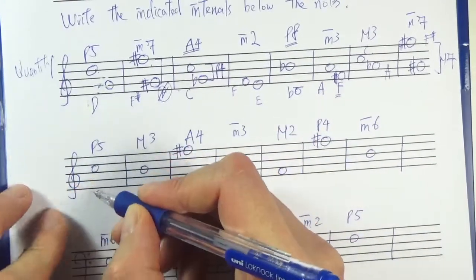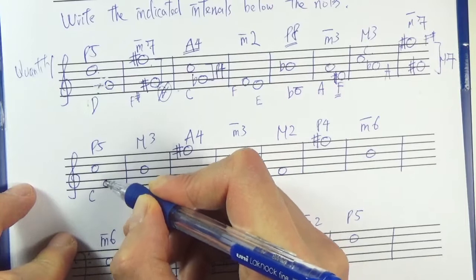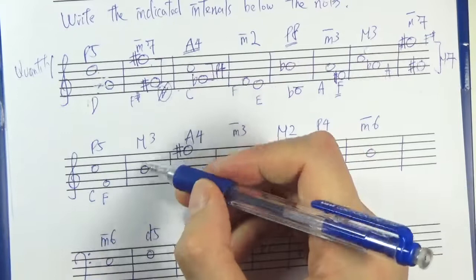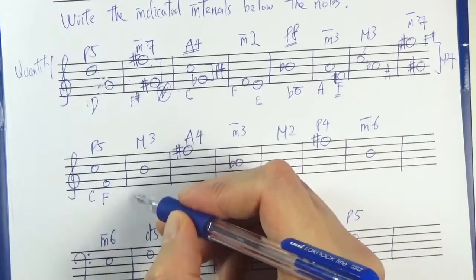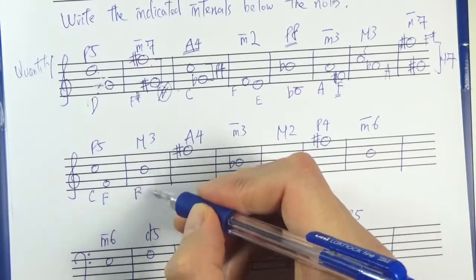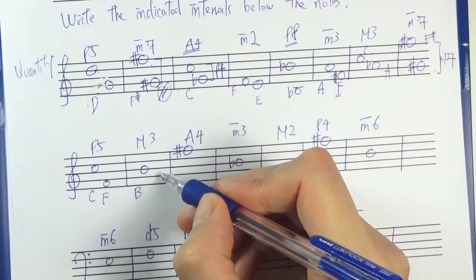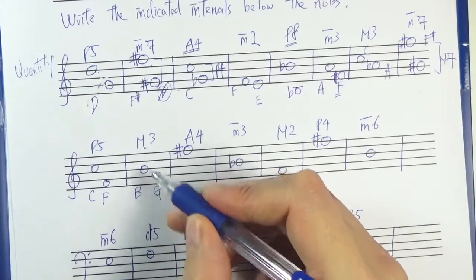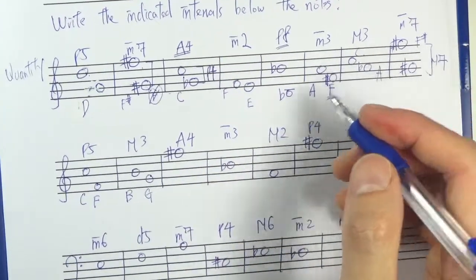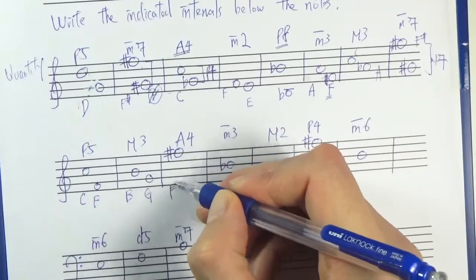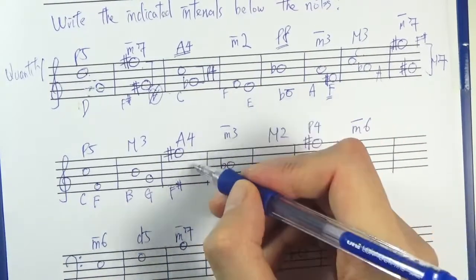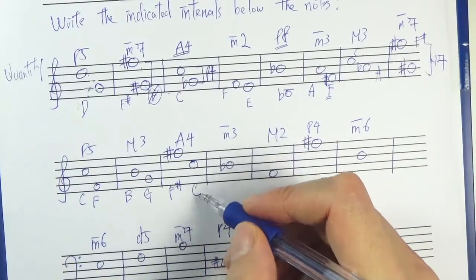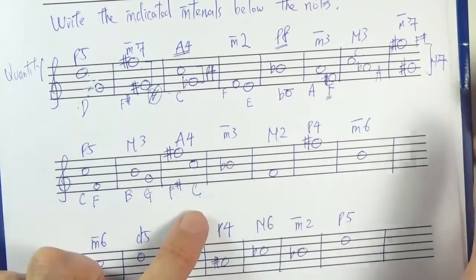So we have a C. Now go down a 5th. That should be F. So F, G, A, B, C. That should be a 5th already. We have a B note. We go down a 3rd. That's G. G, A, B. Check the interval here. That's already a major 3rd, so we should be good. Okay, F sharp. Go down a 4th. So that should be a C. C to F sharp is already an augmented 4th, so we should be good there.